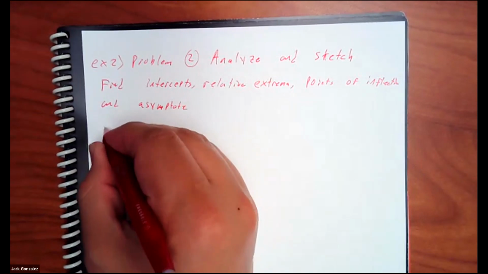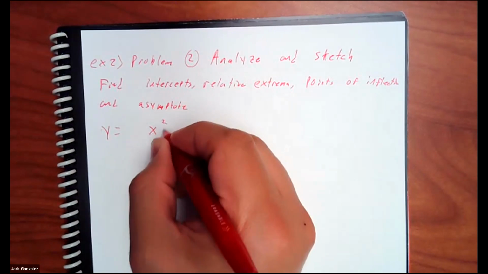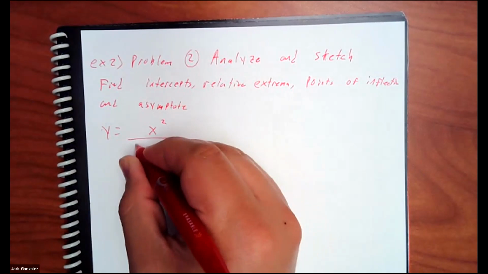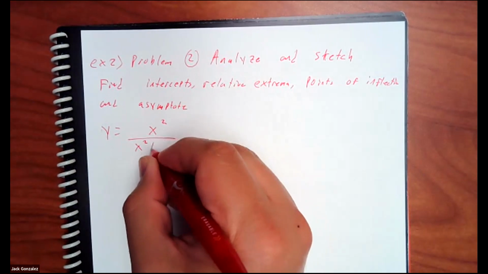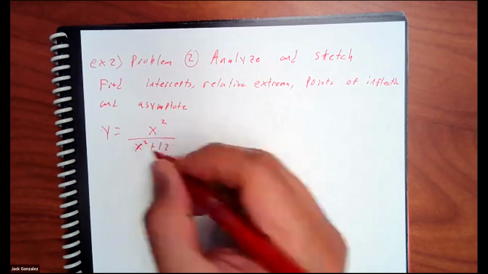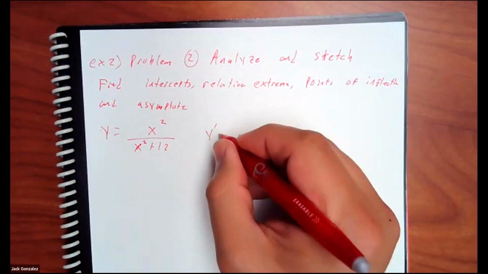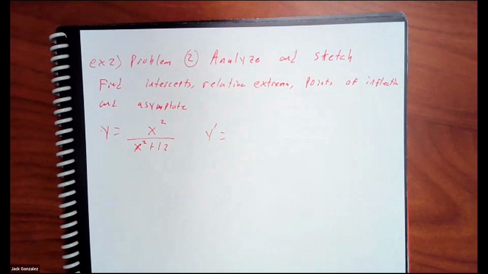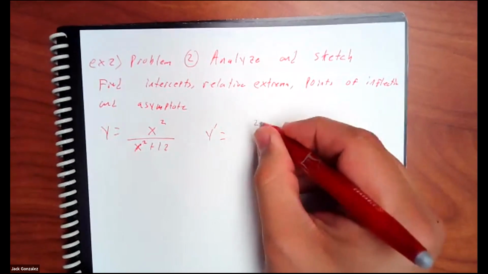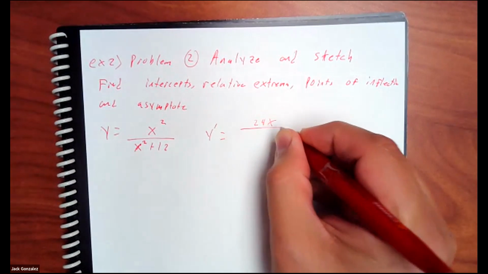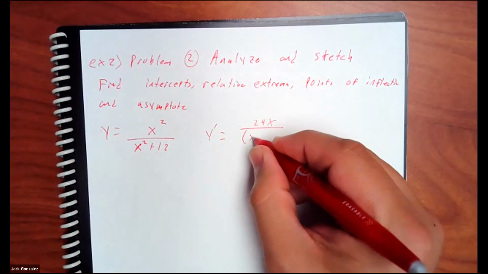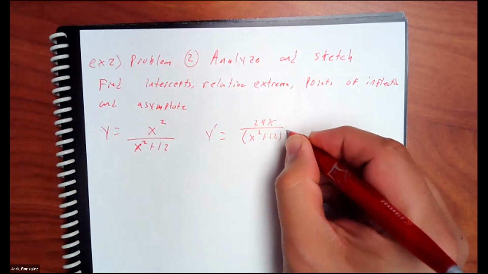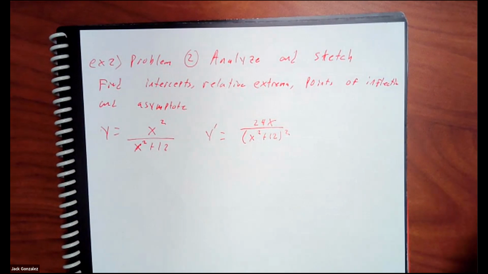So y is equal to x squared over x squared plus 12. So first derivative is going to be, did this earlier to save some time, it's 24x over x squared plus 12 squared. That's a pretty version.